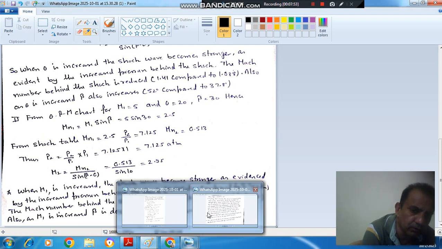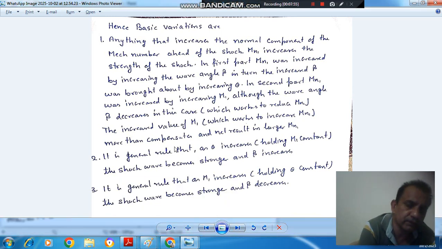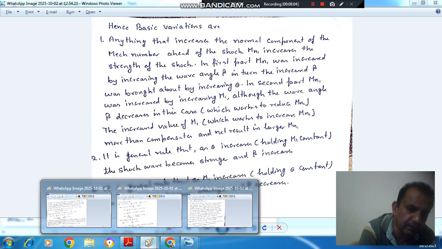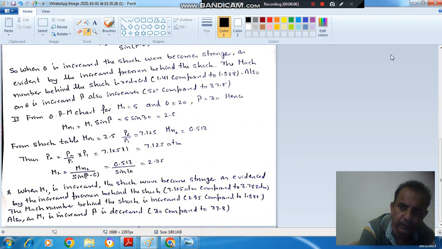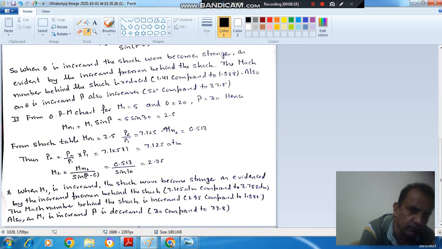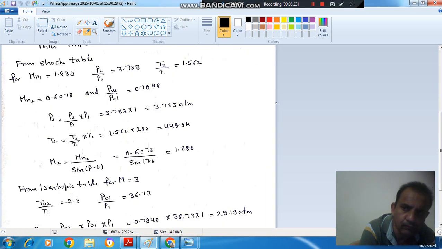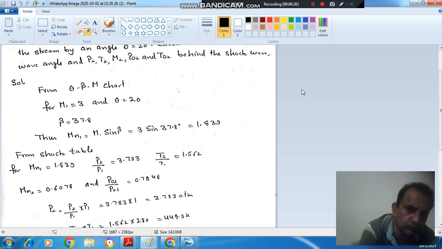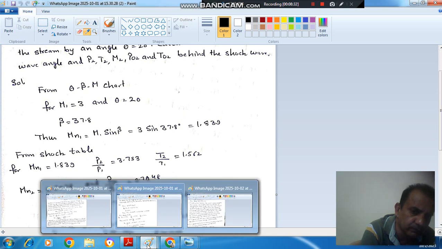Now more conclusions can be drawn. First is, anything that increases the normal component of Mach number ahead of the shock strengthens it. In the first case Mn1 was 1.8, whereas in the second case it is 2.364, and in the third case it is 2.5. So in both cases Mn1 is higher as compared to the first case.